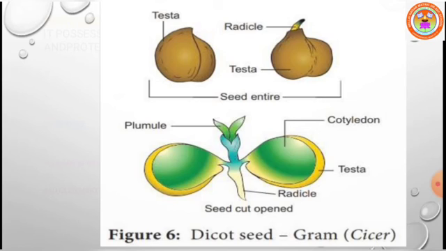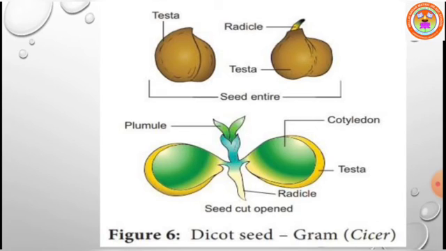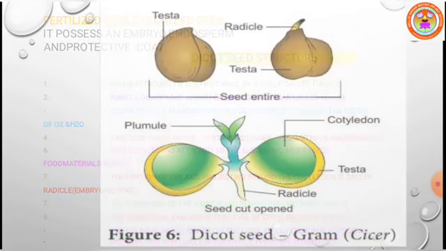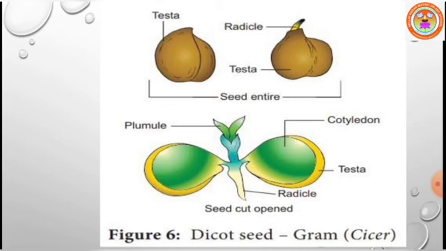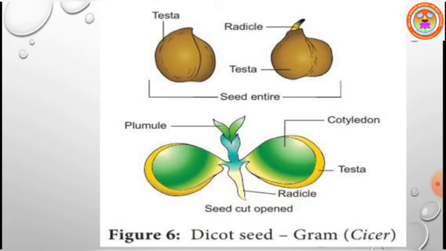The portion of the embryonal axis projecting beyond the cotyledons is called the radicle. You can see the plumule and radicle. The radicle is also called the embryonic root. The other end of the axis, the embryonic shoot, is called the plumule.